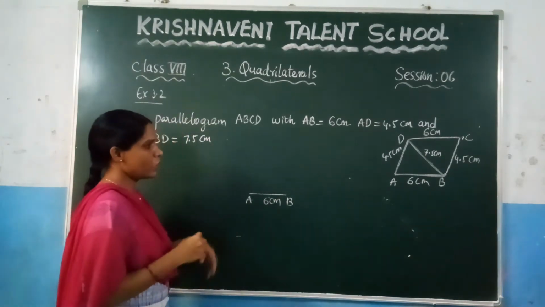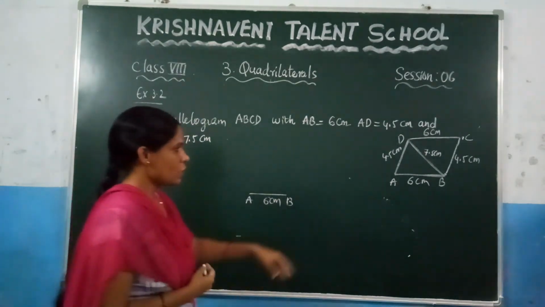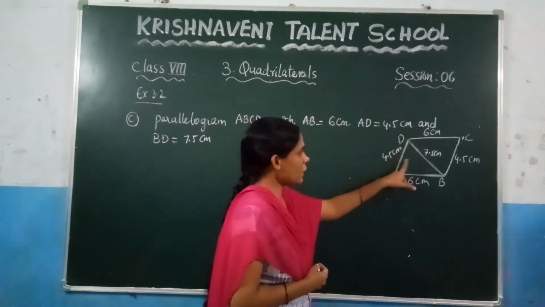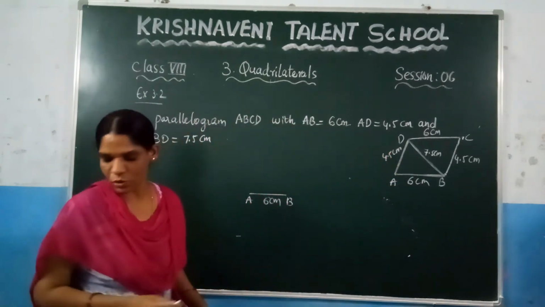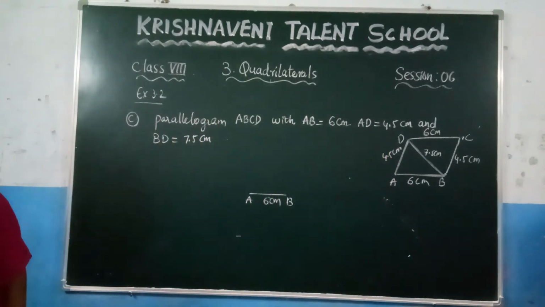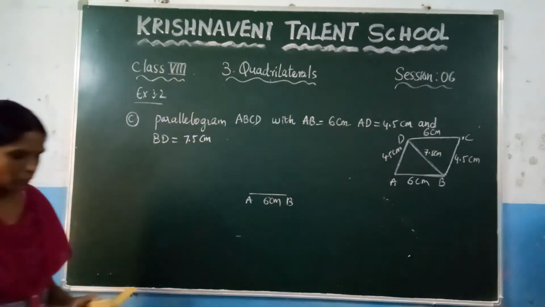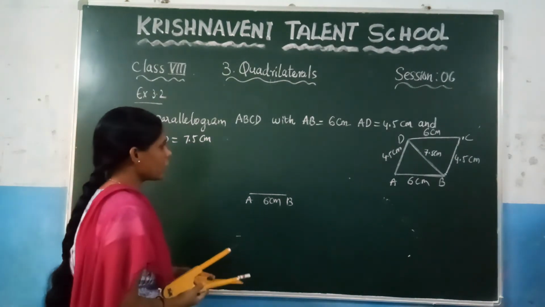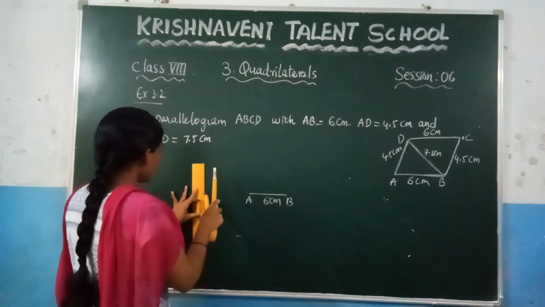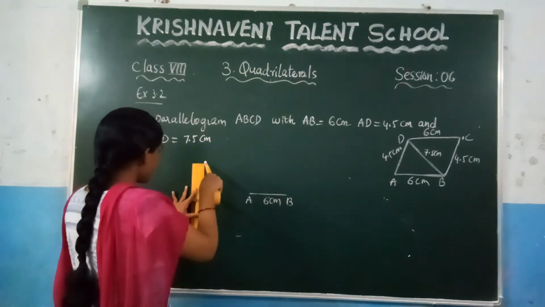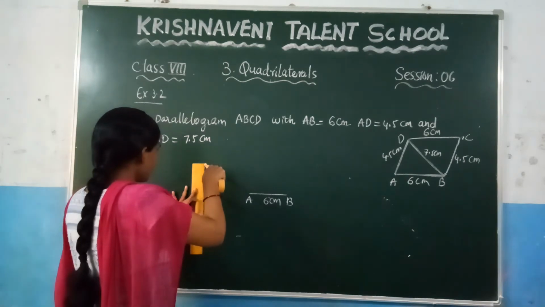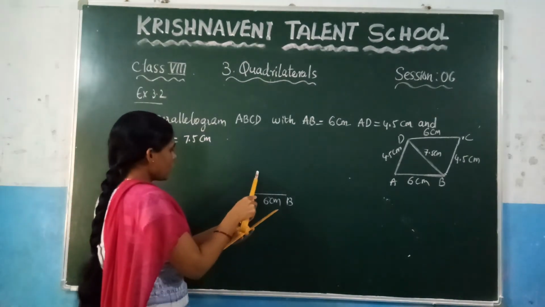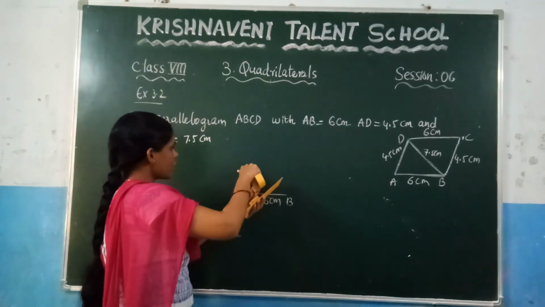Now here you need to draw the triangle. So with vertex A, make an arc of 4.5 centimeters. You know that between 4 and 5 you will have 4.5. So take 4.5 centimeters as the length. Now at vertex A, draw an arc of 4.5 centimeters.